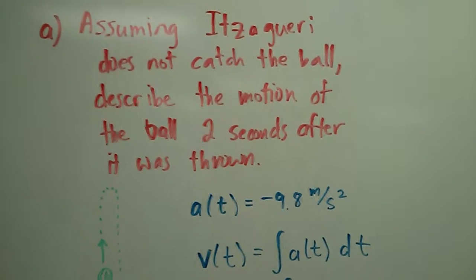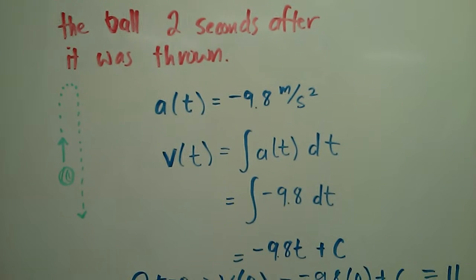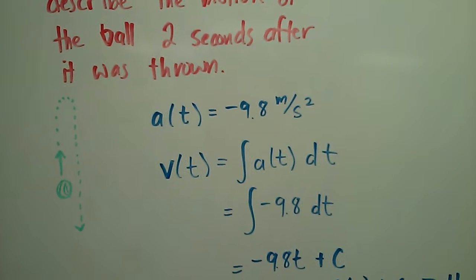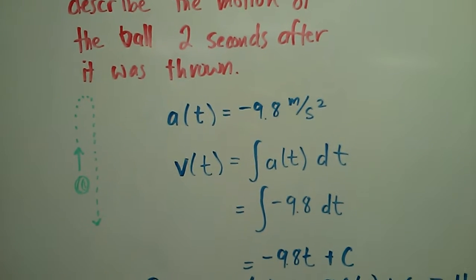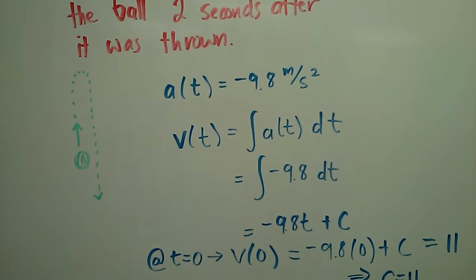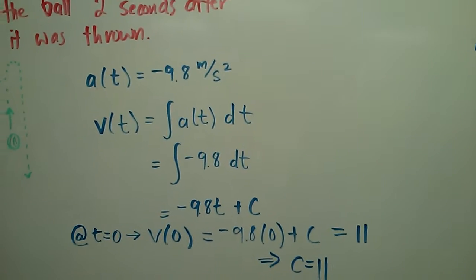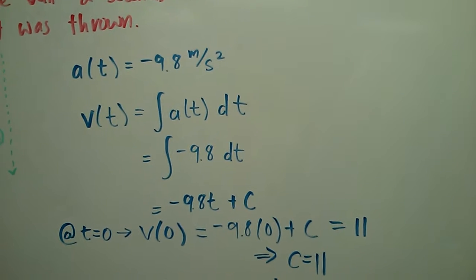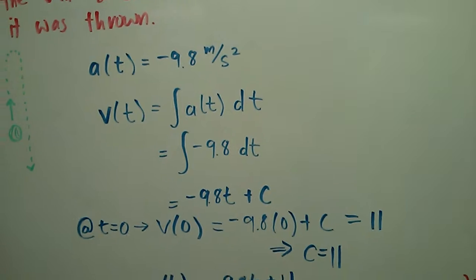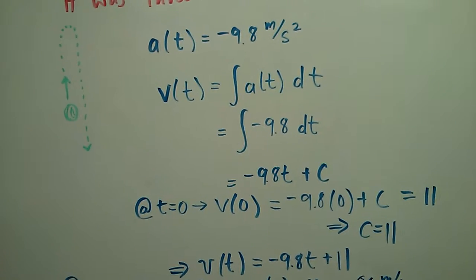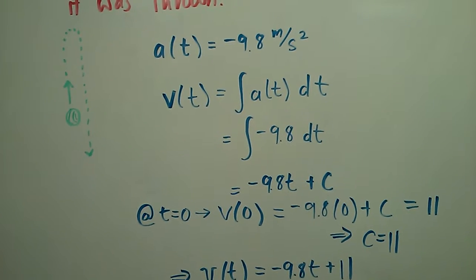Velocity, we know, is the integral of acceleration. Plugging in negative 9.8, we get negative 9.8t plus c, the constant, because it's an indefinite integral. But we know that at time 0, the velocity is 11. So if we plug in t equals 0, we can solve for c, because we're given in the problem that the ball is thrown up at a rate of 11 meters per second. So c is 11, and the equation for velocity is negative 9.8t plus 11.